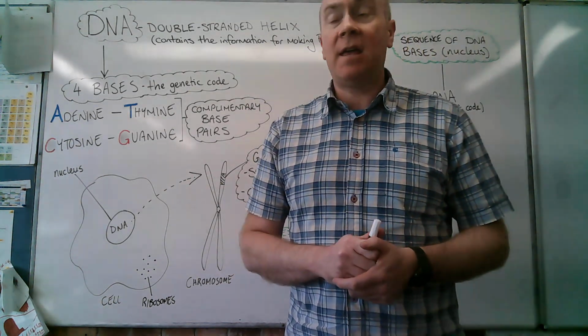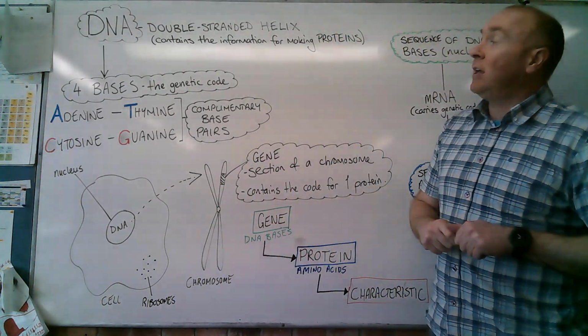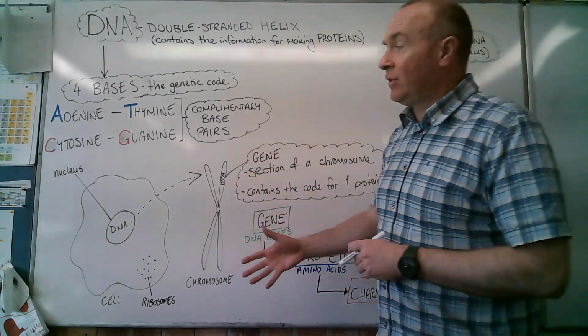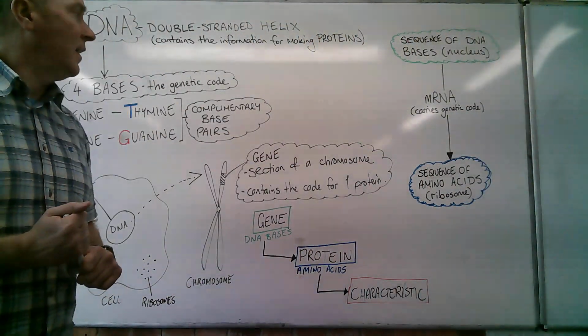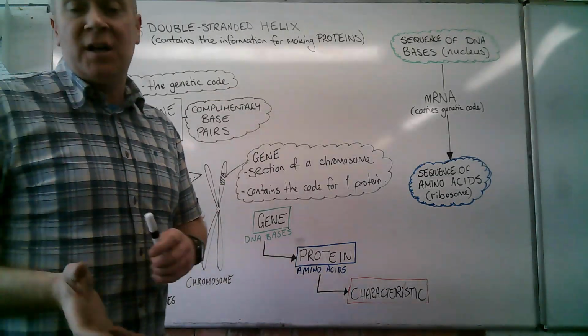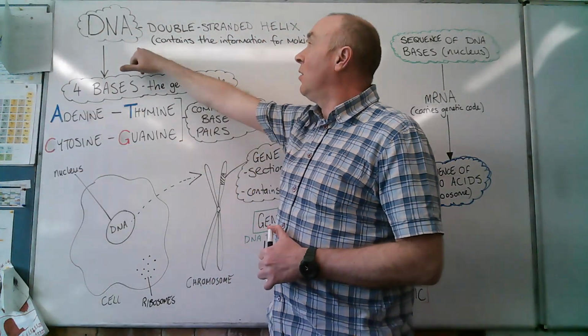of the National 5 Biology course. The topic is called DNA and the production of proteins, and on the board is all the information that you will need to answer the questions on this topic. Firstly, the first thing I want to talk about is the shape of DNA.